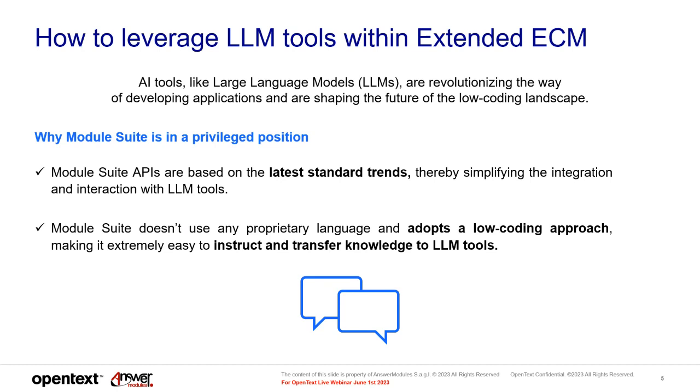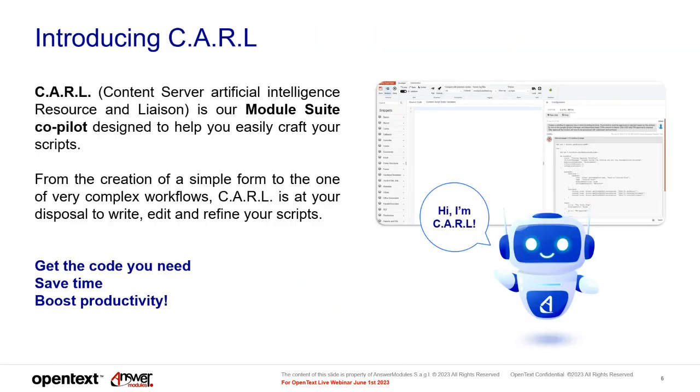So as I mentioned, there are three key, or let's say macro, areas that we want to discuss today. And let me start by introducing Carl, our cute little robot, and we'll see Carl in different use cases. But one area that Carl obviously fits into is being a co-pilot. So being a co-pilot during the creation of scripts, forms, etc.